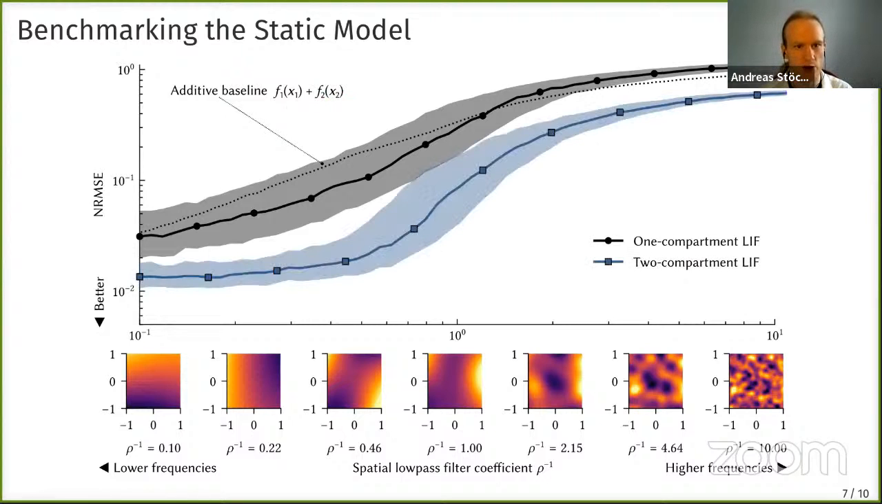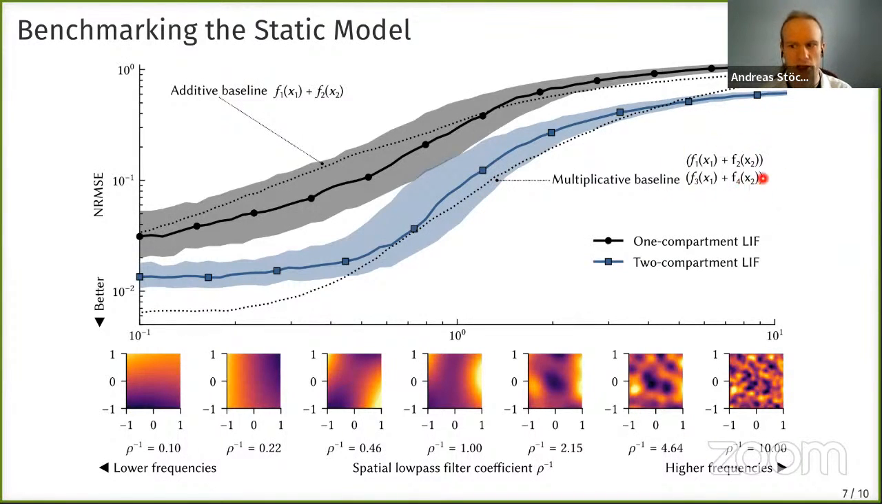Now we can go to two-compartment neurons, and interestingly, we can compute a much larger class of functions using this kind of neuron. Particularly note the logarithmic scale on the error axis here. However, the errors that we get are slightly above what we would get with a multiplicative baseline, where we are able to compute a function of this form.